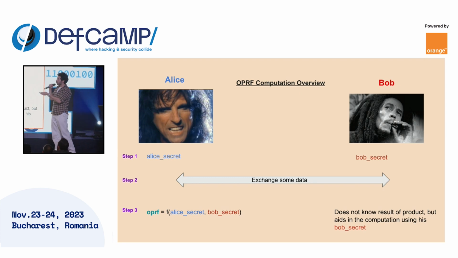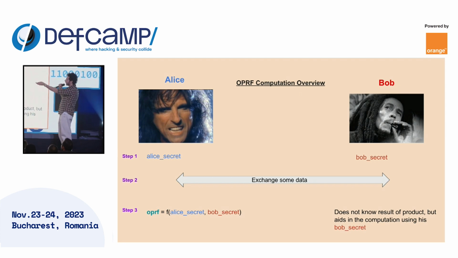The simplest idea behind OPRFs is that Alice has a secret and Bob has a secret. And for now, we don't need to talk about clients and servers. Let's really think that Alice and Bob are 2 real human beings. Alice has a secret, and it's a number, and Bob has a secret, and it's a number. They exchange.